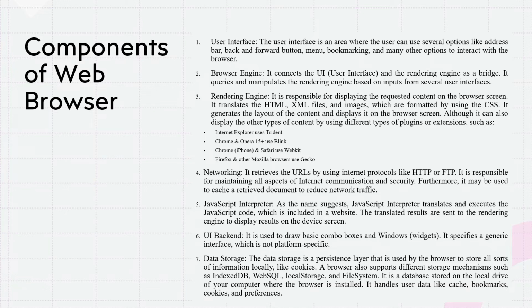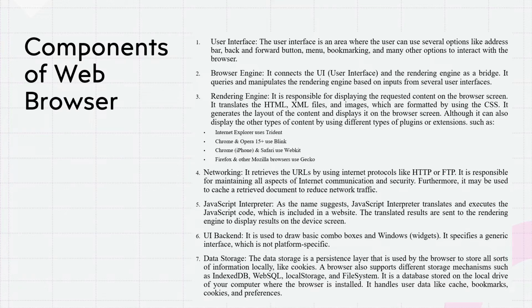Although it can also display other types of content by using different types of plugins or extensions, such as Internet Explorer uses Trident, Chrome and Opera 15 Plus use Blink, Chrome, iPhone and Safari use WebKit, Firefox and other Mozilla browsers use Gecko. Networking. It retrieves the URLs by using internet protocols like HTTP or FTP. It is responsible for maintaining all aspects of internet communication and security. Furthermore, it may be used to cache a retrieved document to reduce network traffic.